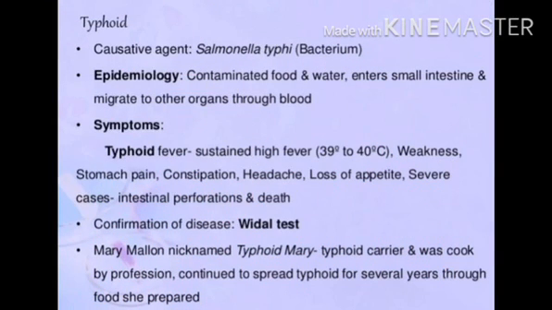Typhoid. Causative agent is bacterium. Transmission: contaminated food and water enter the small intestine and migrate to other organs through blood. Symptoms: typhoid fever, sustained high fever that is 39 to 40 degrees Celsius, weakness, stomach pain, constipation, headache, loss of appetite. General preventive measures: human waste and other excreta should be disposed of in a pit far away from the water sources and covered with sand.